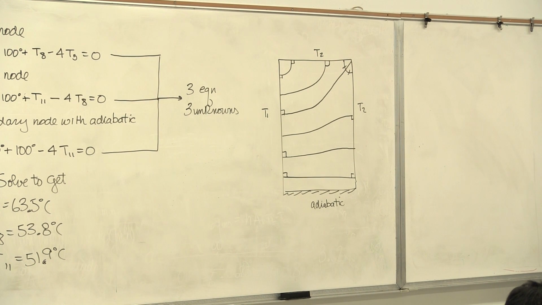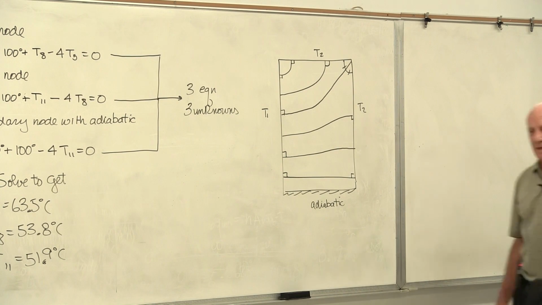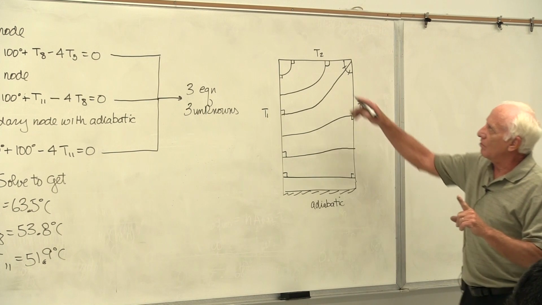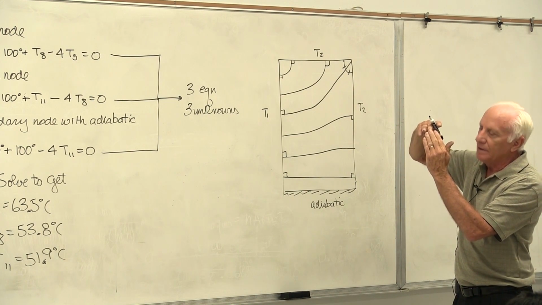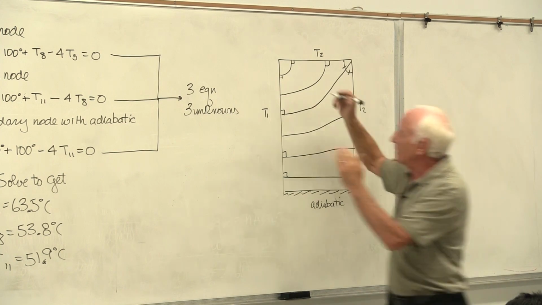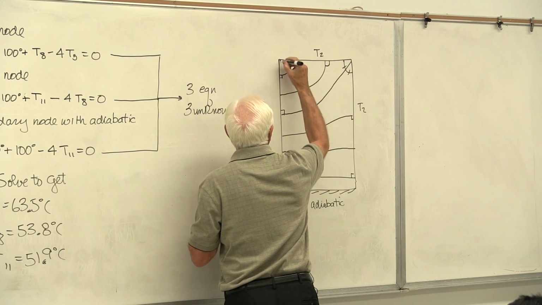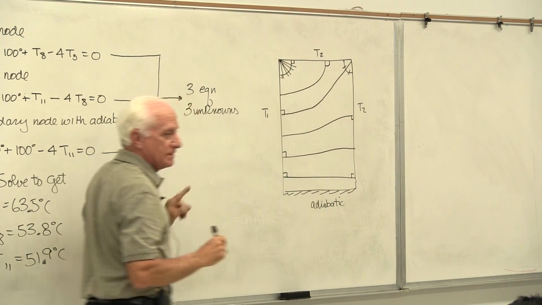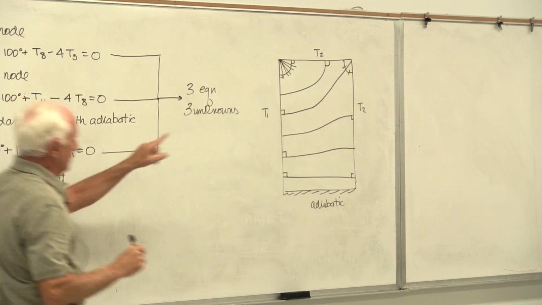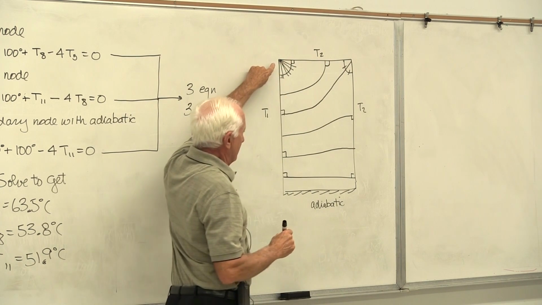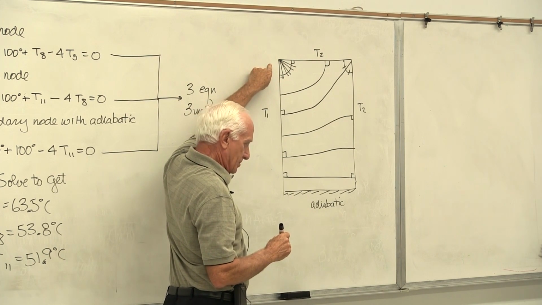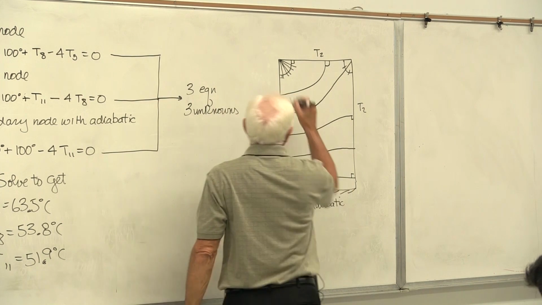Now comes the harder one. Show me the isotherms, the constant temperature lines. Okay, here's the rule we had before. Anytime you've got a corner where different temperatures come together, the isotherms fan out from that corner. They fan out like this. In this corner, upper right, the same temperature, no. This corner, left-hand corner, yes, temperatures are different. Isotherms fan out.